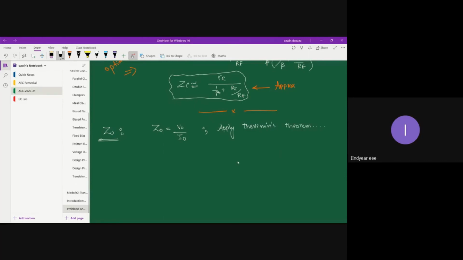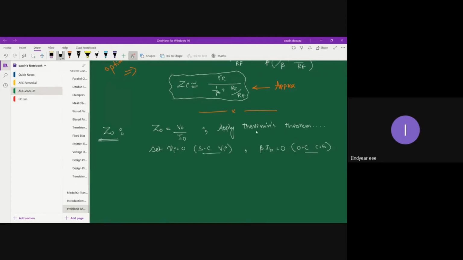Okay, so Thevenin's theorem will help me greatly reduce the circuit. As per Thevenin's theorem, you set Vi equal to 0. What do we mean by setting Vi equal to 0? Short circuit the input source Vi, so you are setting it to 0. Due to this, the controlled source beta IB is made 0, because you open circuit a current source and short circuit a voltage source.